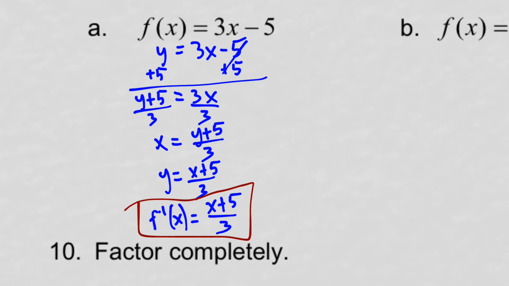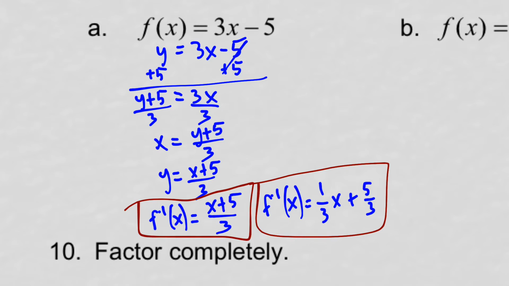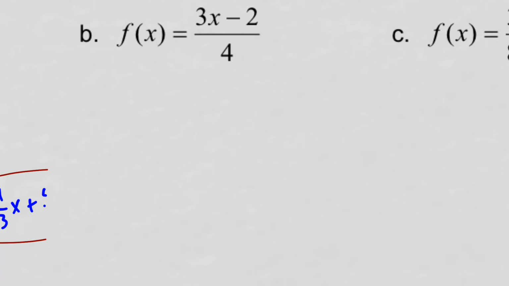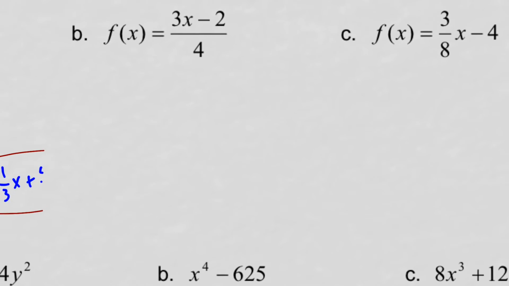You could also write it in this form. f inverse of x equals 1 over 3x plus 5 over 3. All I did there is share that dividing by 3 with both of them. So it's x over 3, 5 over 3. But x over 3 really means 1x over 3, so it's 1/3 x plus 5 over 3. There you go.